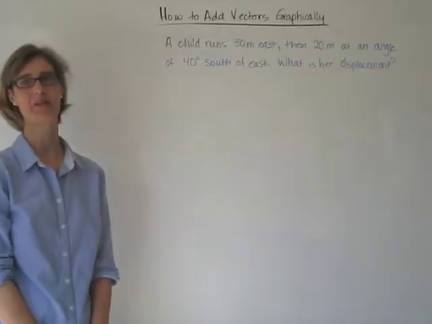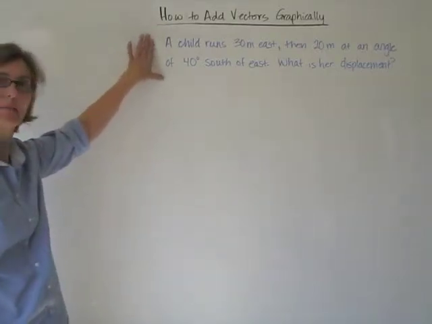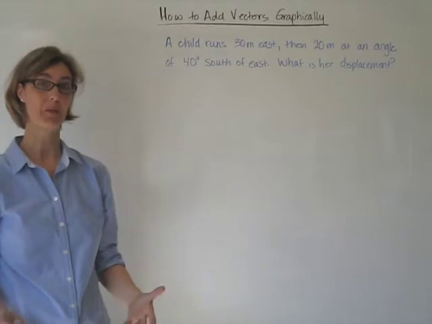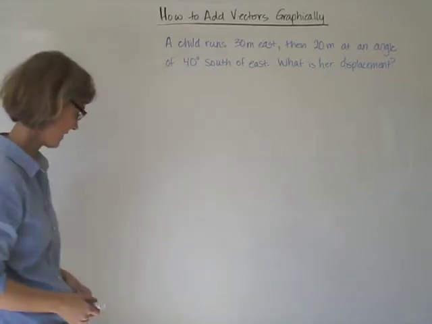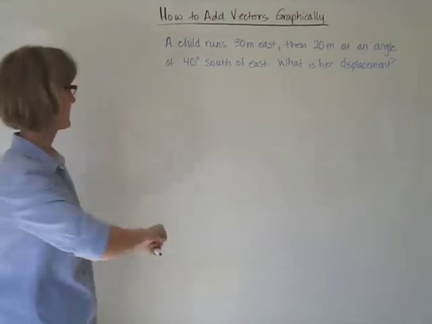In this video, I'm going to explain how to add vectors graphically, and we'll do an example in just a moment, but first I want to give you the big idea of what's involved in adding vectors. So to add vectors, we would need two vectors to add.